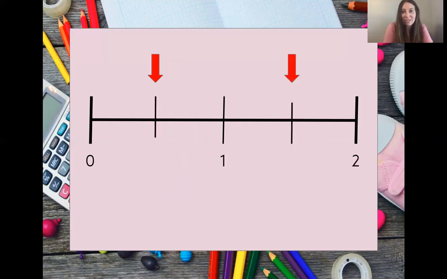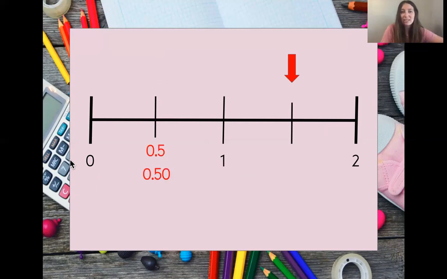Now you have to find what decimal both of these red arrows are pointing to. Pause this video and don't play it until you think you have an answer written down on your notebook paper. Okay, if you are playing this video now, that means you think you know what decimals belong on this number line. So the answer is, drumroll please, 5/10 or 50/100. Woohoo! I hope you got it.